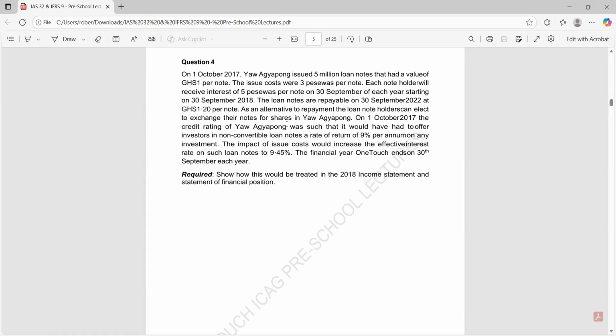Like I said, we want to try our best to solve at least 20 questions under financial instruments so that once there's a question on financial instruments, you can score up. We've done some on earnings per share, we've done 37, we've done 21. All will be uploaded on YouTube very soon. We are working on it assiduously.